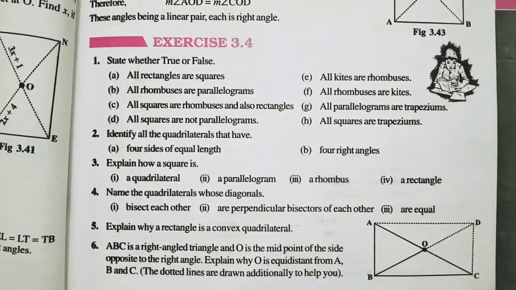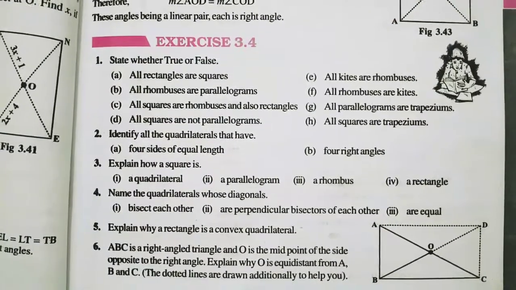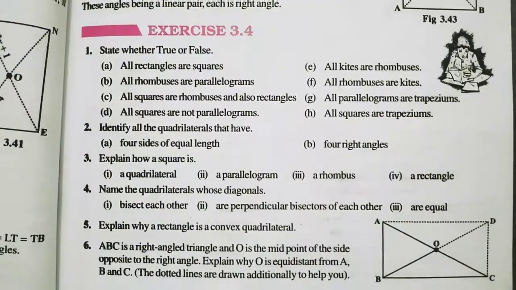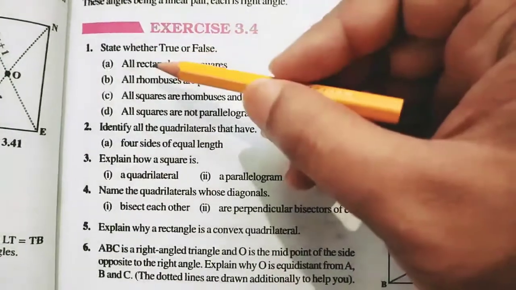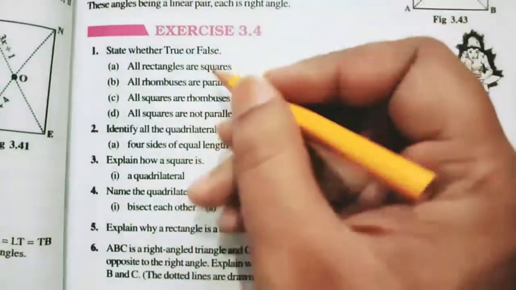So in the last video we have seen the properties of rectangle and square. So today we will start the exercise 3.4. Okay. So the first question is state whether true or false. You have to write true or false by reading the statements.